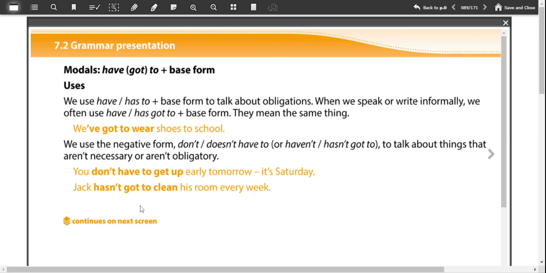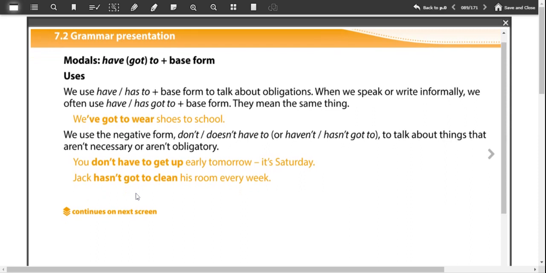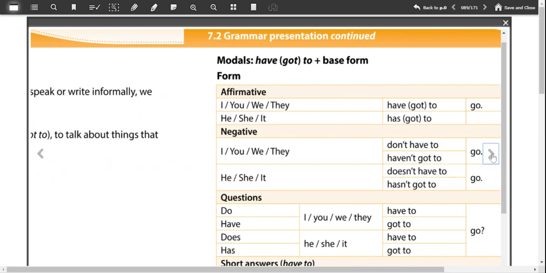Let's look at another example. Jack hasn't got to clean his room every week. Okay, so we can say Jack hasn't got to clean his room every week, or Jack doesn't have to clean his room if we're talking about something that is not an obligation. Okay, hasn't got, we're talking about something that is not necessary or not an obligation.